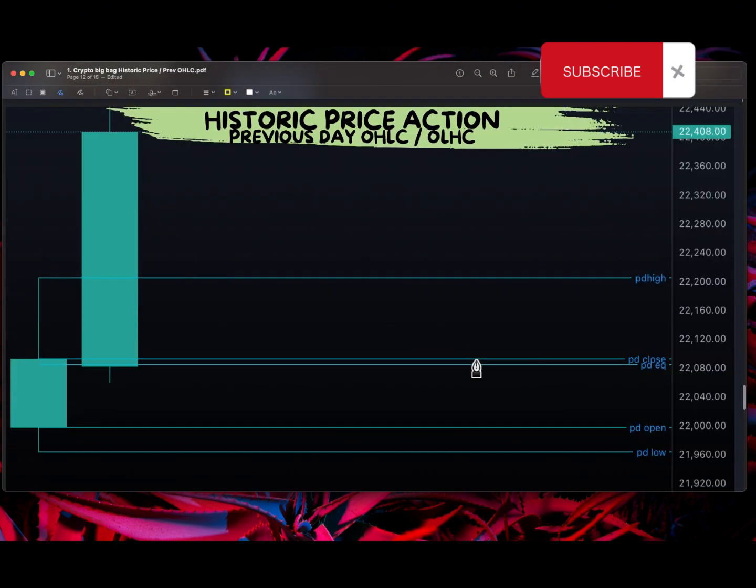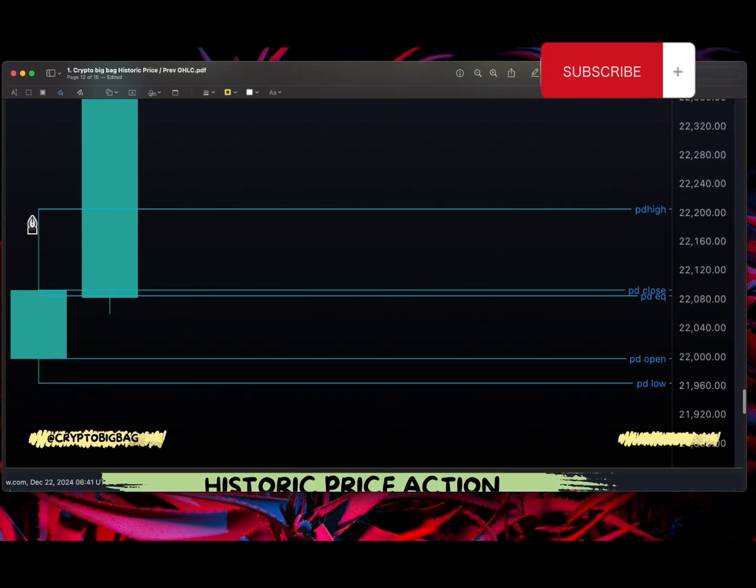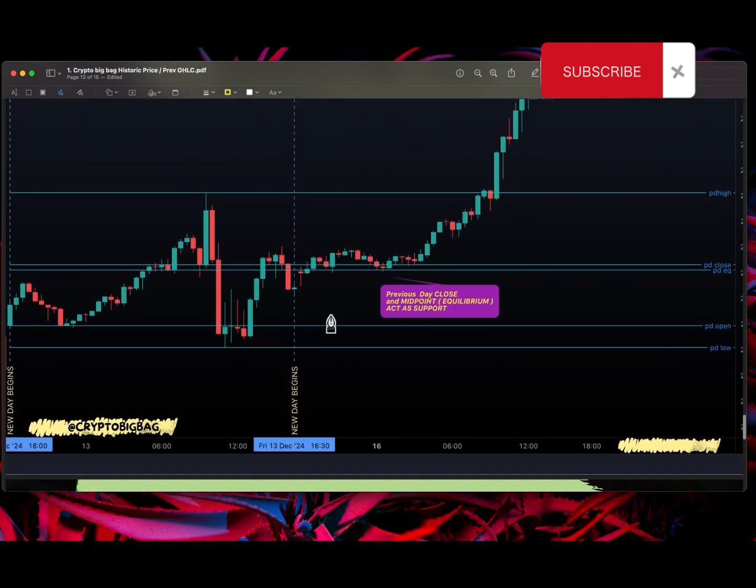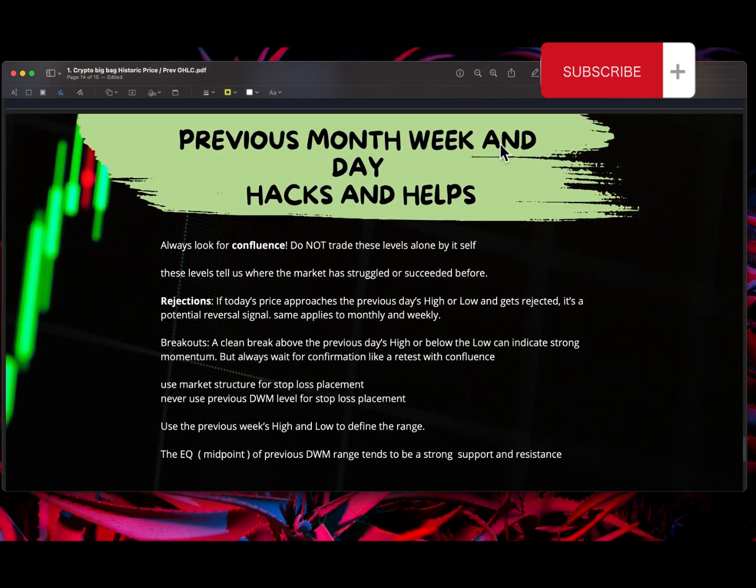As you can see, previous daily, the high, low, open and close, you can see how the previous day held as support and price bounced from there. It got to the previous daily high and there was a small pause in price, it held as resistance and price breaks it. Previous month, week and day levels help, right? Tips and tricks.